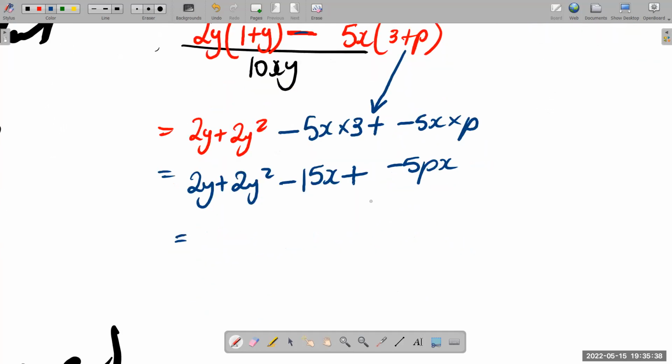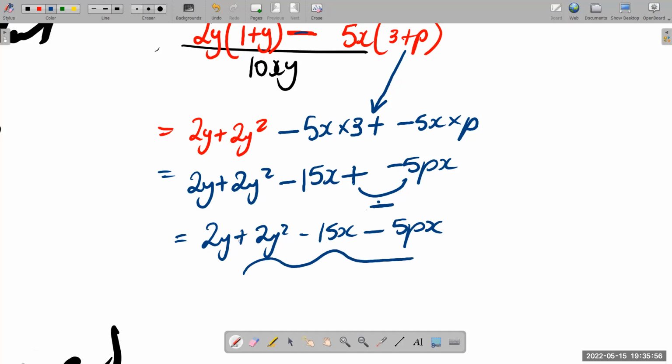We fix the clashing signs. So 2y plus 2y squared minus 15x. This becomes a minus. Minus 5px. And this is your final answer because none of these things can be added or subtracted from each other.